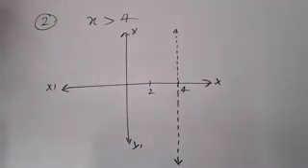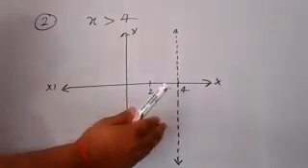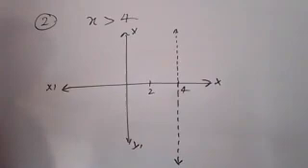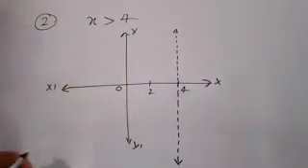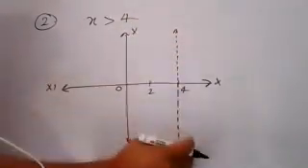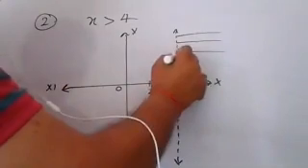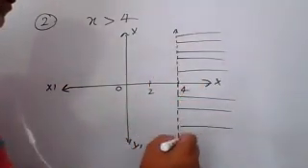That is not true. So if it is not true, their solution does not contain the origin. That is your origin, and it is not contained by the solution of this line. So you mark the shaded region in this way. All of that is its solution.